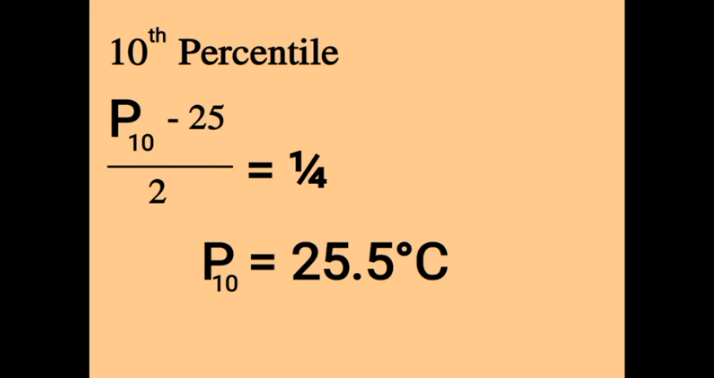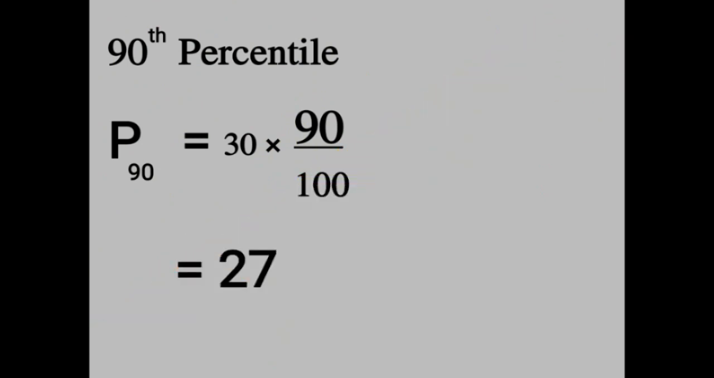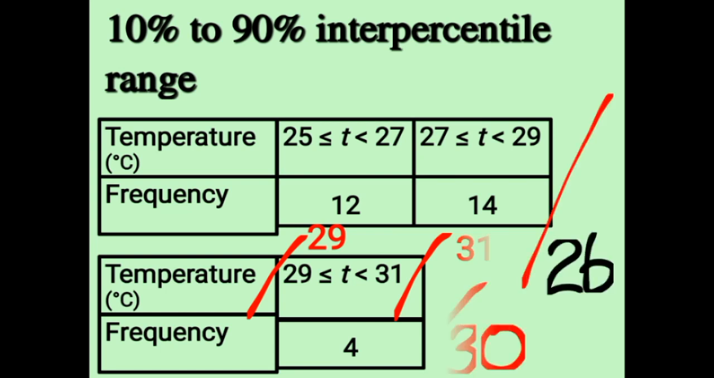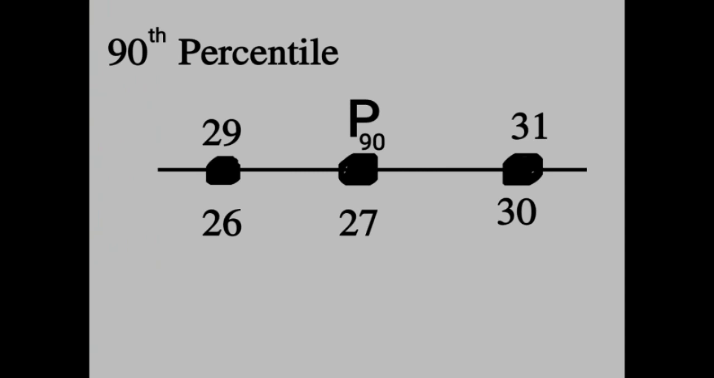Now, let's find the 90th percentile. So, P90 equals 30 times 90 over 100 equals 27. This is the 27th data value and the 27th data value falls into this class interval. So, the class boundaries are 29 and 31 and the cumulative frequencies for the previous class intervals and this class are 26 and 30. So, here are the class boundaries and the cumulative frequencies.